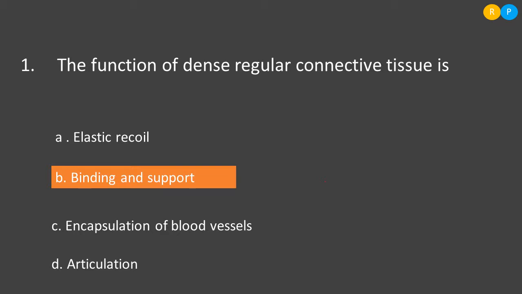Let's look at option A, elastic recoil. It does not help in elastic recoiling. Then option B, binding and support. As I said, the function of dense regular connective tissue is binding and support. Then option C, encapsulation of blood vessel. This is not the function of dense regular connective tissue. Then option D, articulation. So the correct option among the four is option B, binding and support.